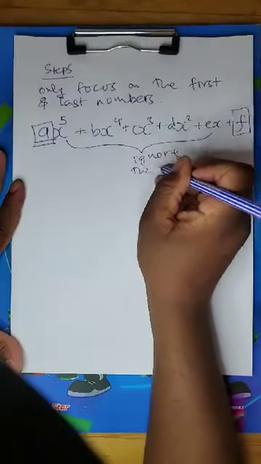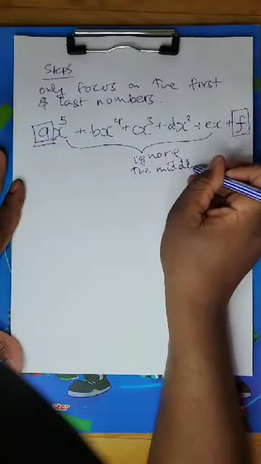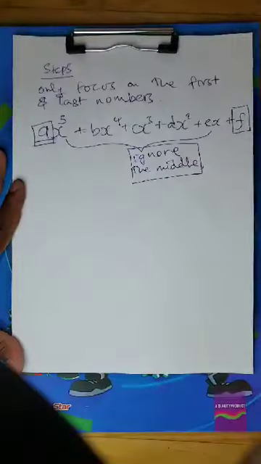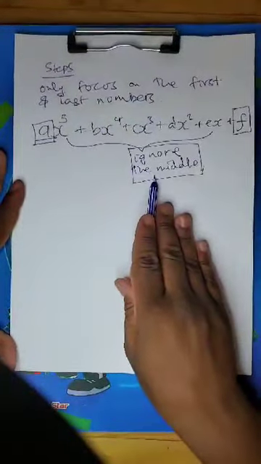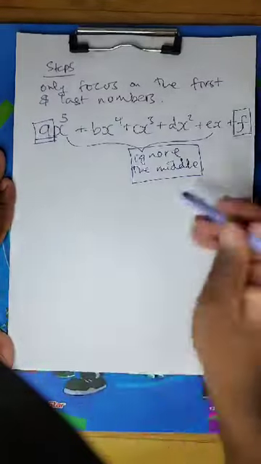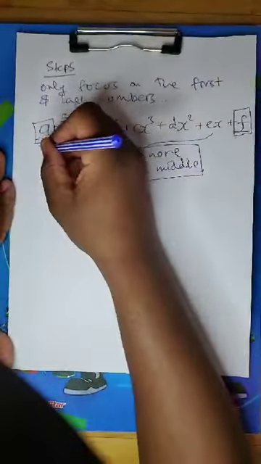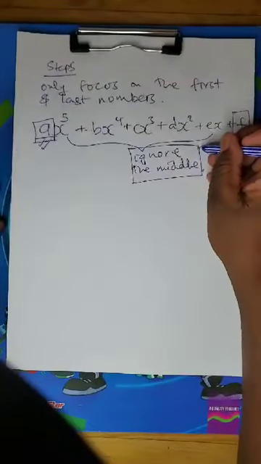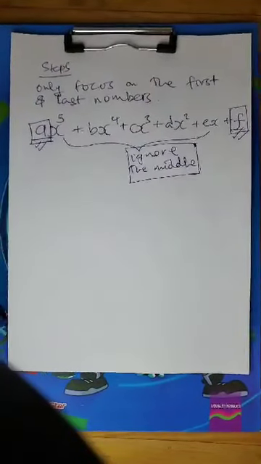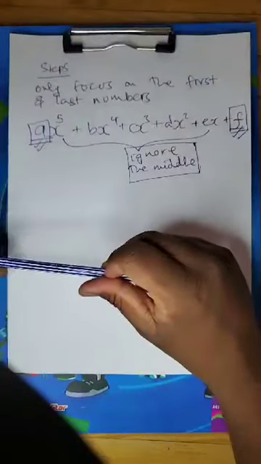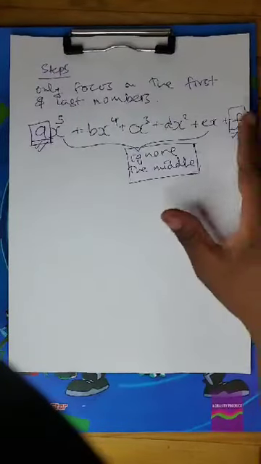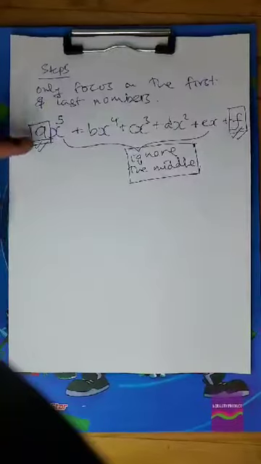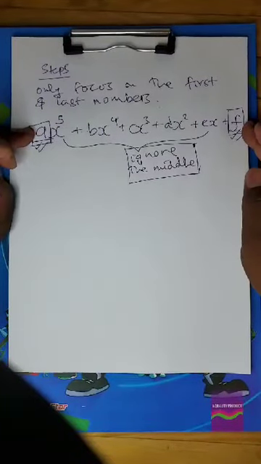So ignore the middle. Just type up ignore the middle. If you learn that you have to ignore the middle, automatically your focus shifts to the first and to the last. So only focus on the first and last numbers. Ignore the middle part. Just focus on the extremes. Good.